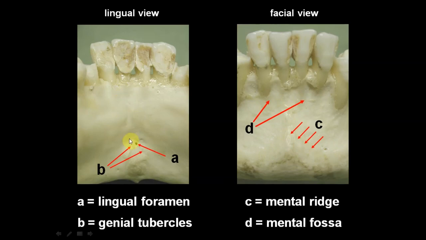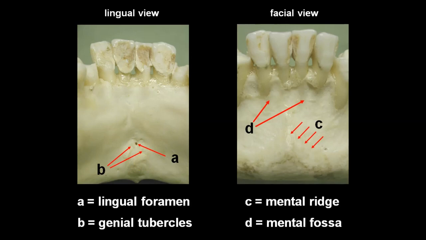When taking the lingual view, you will notice in the midline of your mandible a projection located just slightly above the lower border of the mandible. That projection is your genial tubercles. Just superior to the genial tubercle, there is a foramen located in the midline itself. It's your lingual foramen.